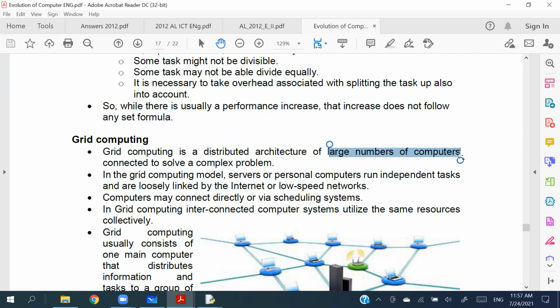In parallel computing, we are just talking about one single computer, which has the CPU divided into different cores, right? But here, a large number of computers, such as a network, are working together to solve one complex problem. That complex problem is divided into smaller parts and given to the grid, so all the computers together try to solve that big problem, right?